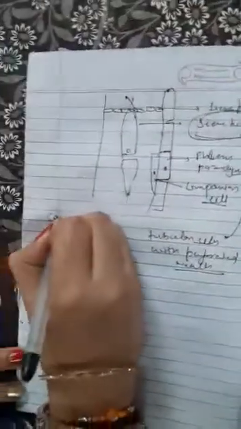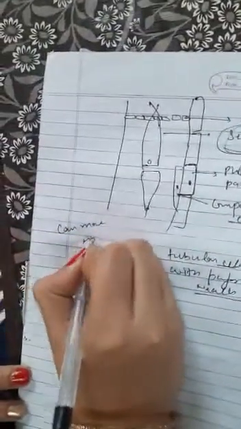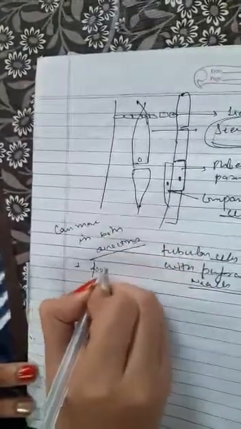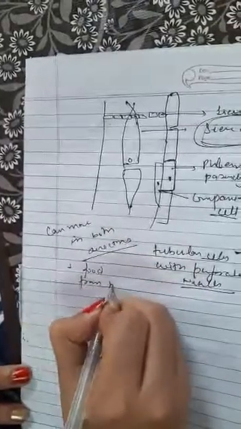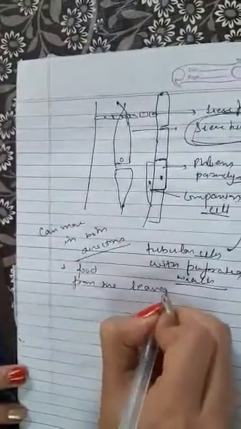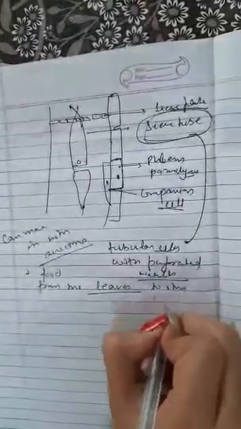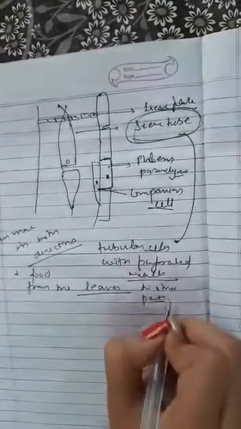Phloem, unlike xylem, can move in both directions. It transports food from the leaves, as food is made in the leaves in the mesophyll, to other parts of the plant. Okay, so this is the end of plant tissue.